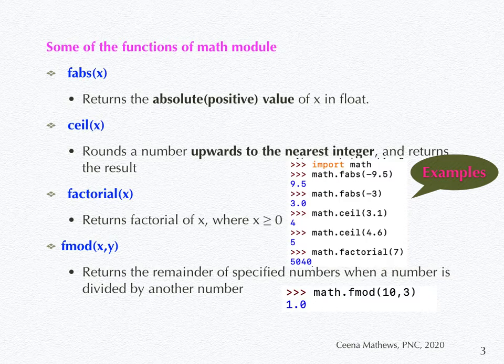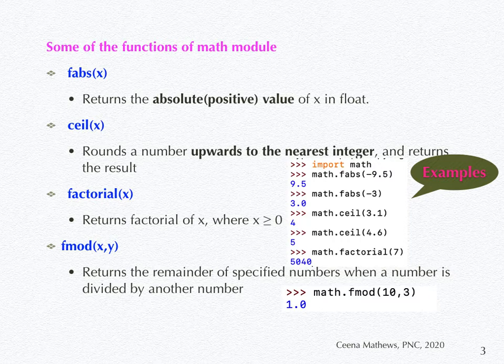The next function is factorial. It returns the factorial of the given number, and the given number should be greater than or equal to 0. Here the example is math.factorial of 7. The factorial of 7 is 5040.